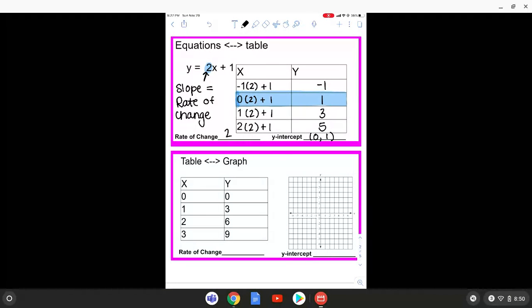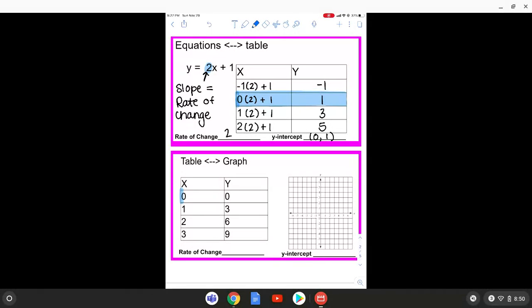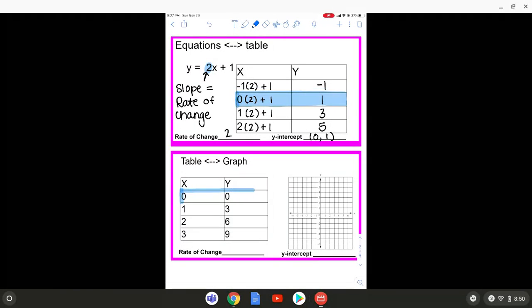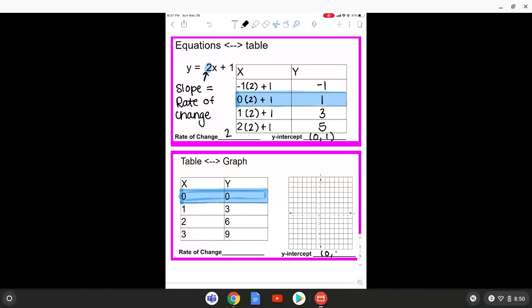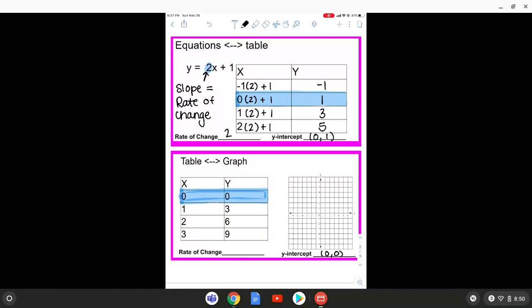So down here, we just have a table and a graph. No equation, no nothing like that. So what I'm going to go ahead and do, and this is what I suggest you do every time, is pick out where you've got that x equal to 0 so you can find your y-intercept. So I see right here my y-intercept, it's (0, 0), because when x is 0, y is 0.